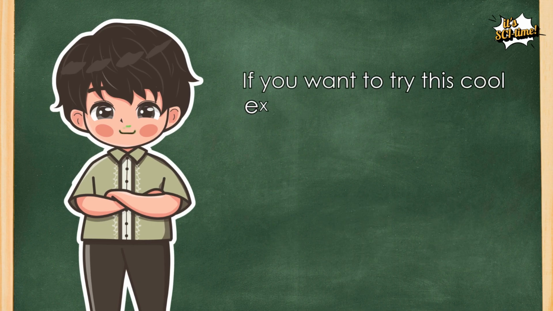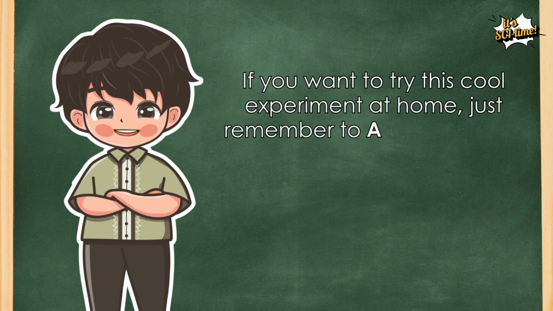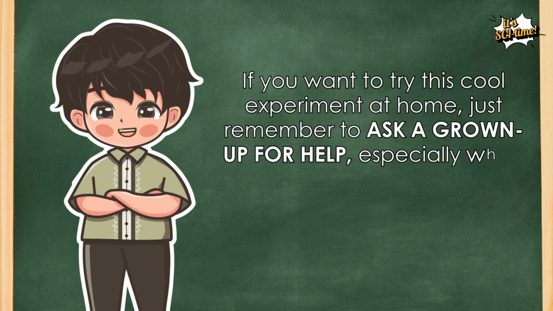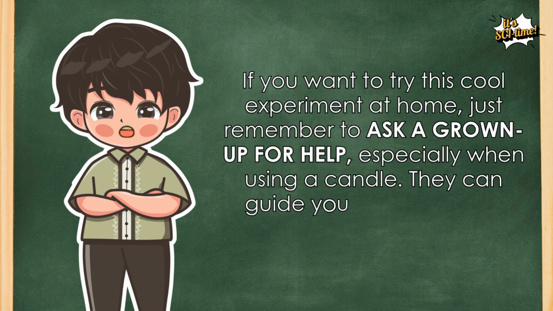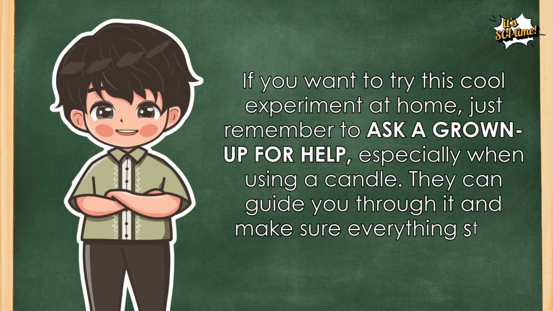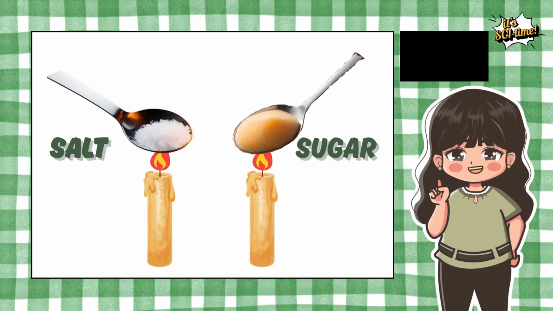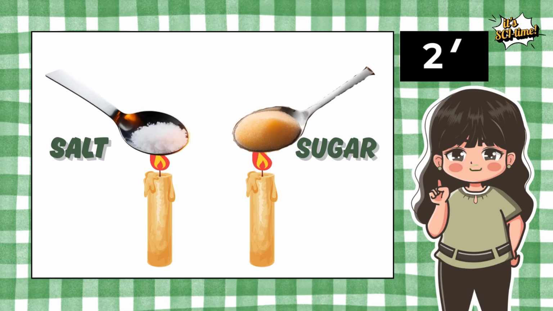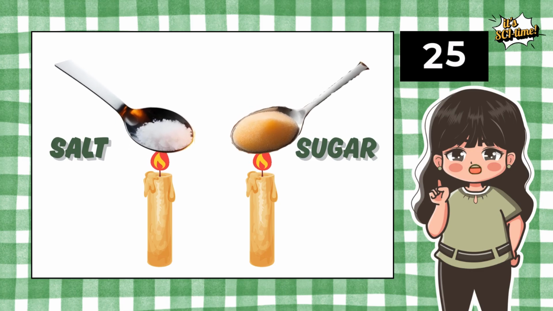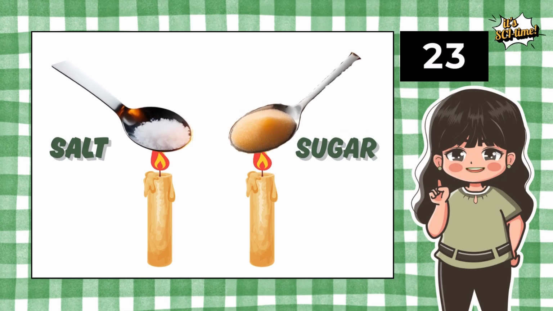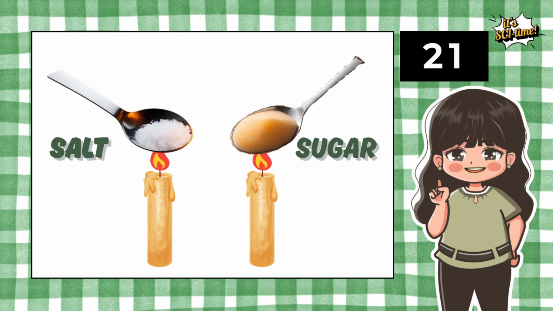If you want to try this cool experiment at home, just remember to ask a grown-up for help, especially when using a candle. They can guide you through it and make sure everything stays safe and fun. Time for the experiment. For 30 seconds, observe which one melts first when both spoons are subjected to heat, the spoon with sugar or the spoon with salt.